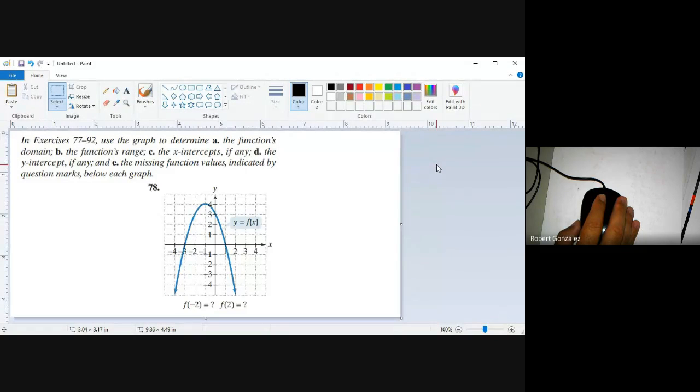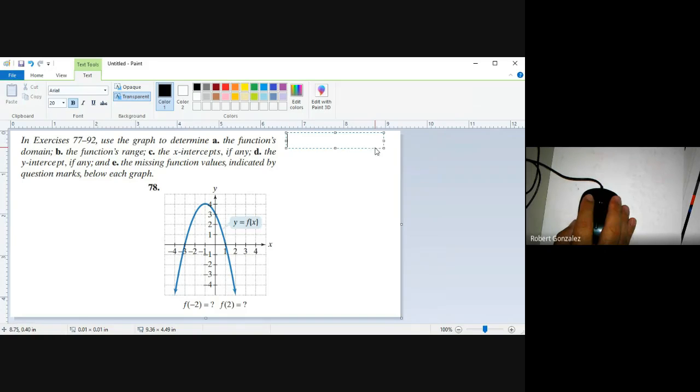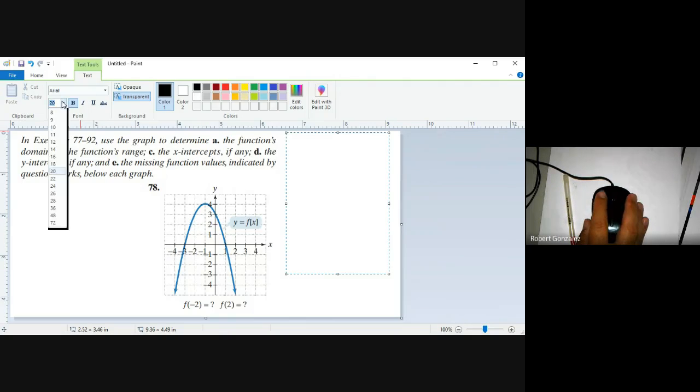Okay. In exercises 77 to 92, use the graph to determine the function's domain, the function's range, the x-intercepts, if any, and the y-intercept, and the missing function values. Down here is the missing function values. So let's go through it. Okay. So let me make a smaller font so the whole answer will fit there.